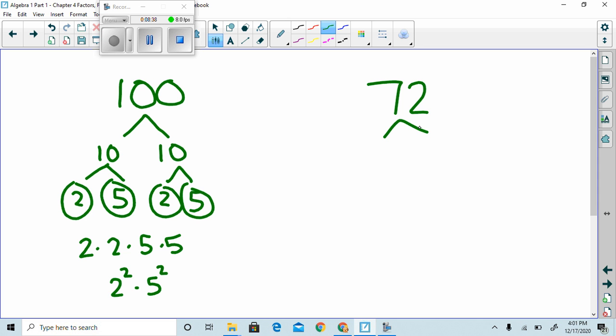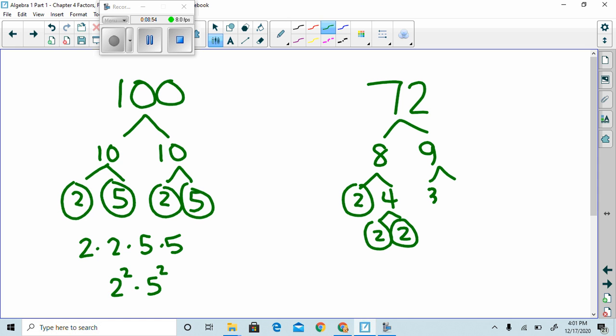72, so many places to start from. Many of you will probably start with 8 times 9, one of those basic facts you know. This one is a little bit longer. I'm going to take this down all to prime numbers here. I'll do the same with the 9, and that's 3 times 3. What do I have? 2 times 2 times 2 times 3 times 3. Exponential form, 2 to the 3rd power times 3 squared. And there you have a little refresher on prime factorization.